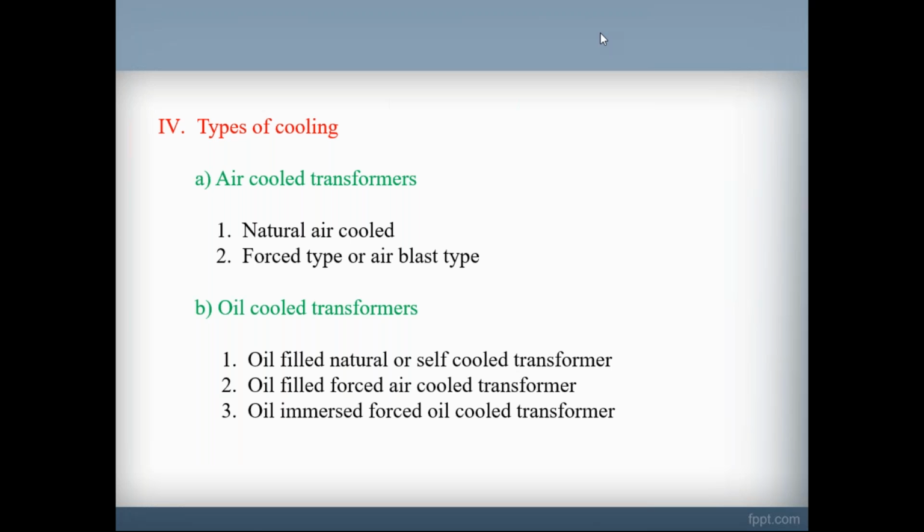So the first one is oil filled natural or self cooled transformer. Okay? Now we already saw the diagram earlier, that is the first category. The second category is oil filled forced air cooled transformer. So here we are providing the cooling methods by using oil as well as air. So here we use 2 methods.